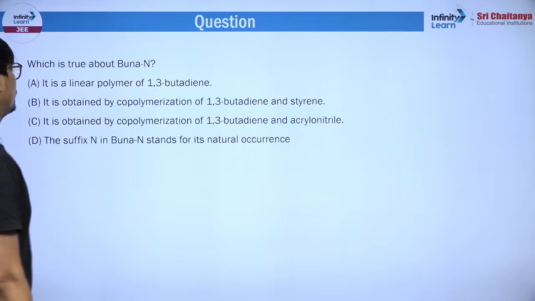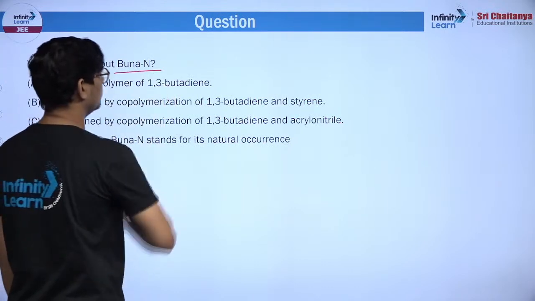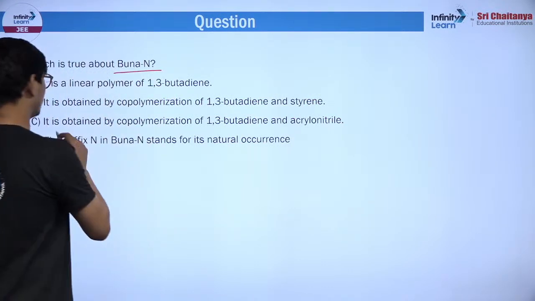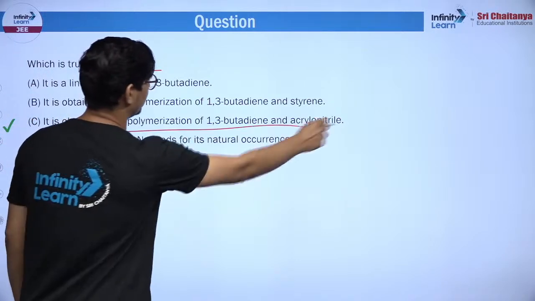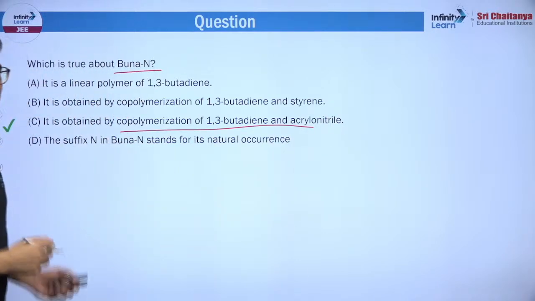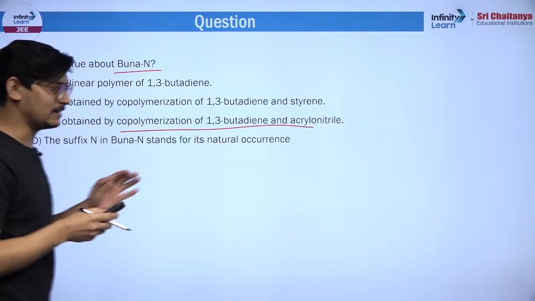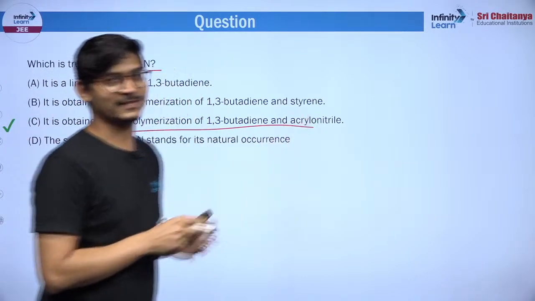Then what is true about Buna-N? ब्यूटाडाइन और acrylonitrile. So it is obtained by copolymerization of 1,3-butadiene and acrylonitrile. सिंपल क्वेश्चन है, इंफॉर्मेशन बेस्ड. ठीक, एक बैलेंस है ना, पिछले वाले क्वेश्चन में थोड़ा टाइम लग रहा था, अभी क्वेश्चन जल्दी हो गया.